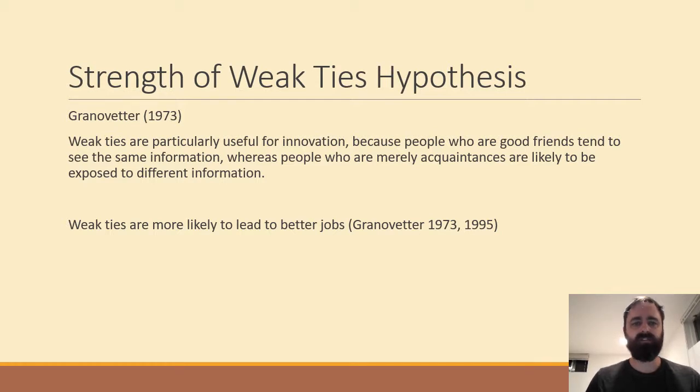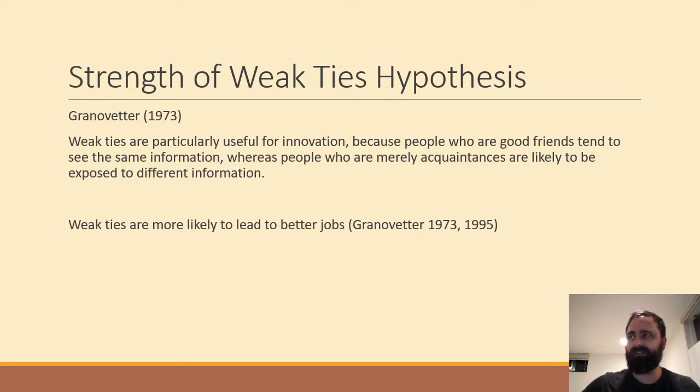So we have what we call the strength of weak ties hypothesis. Granovetter came up with this in 1973, and he said that weak ties are particularly important and useful for innovation because people who are good friends tend to see the same information, whereas people who are merely acquaintances are likely to be exposed to different information. Okay, so if you're only ever interacting with your close friends and your close family, it tends to become an echo chamber where you're only getting the information bounced back and forth.